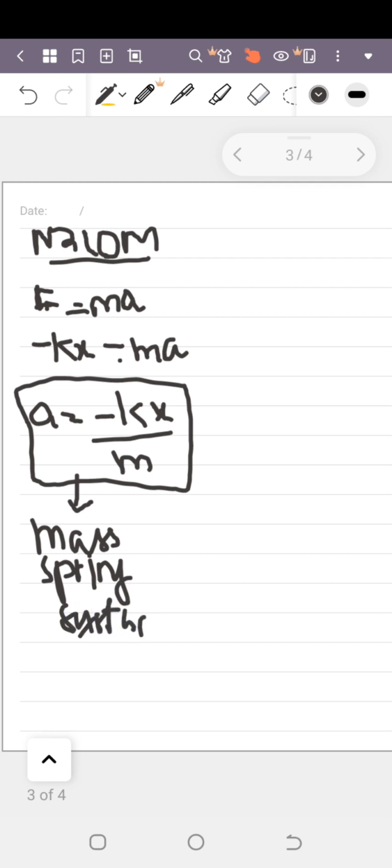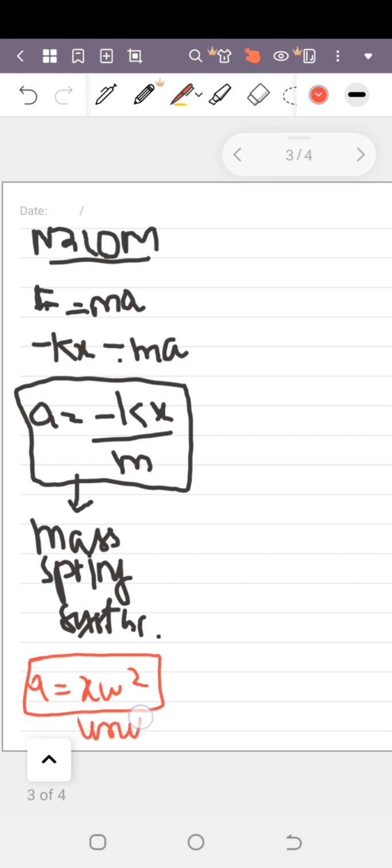But the acceleration which we studied in the last video was acceleration is equal to minus omega squared x. That is the acceleration for uniform circular motion. Okay, so I hope this is clear. This is the acceleration for the elastic restoring force, the mass spring system.